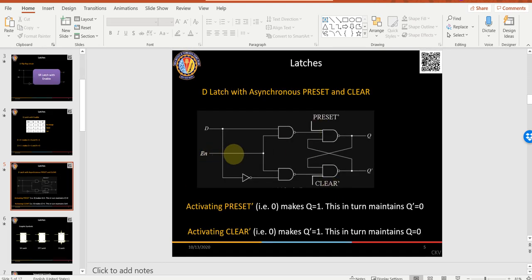Here you have this enable pin on the D flip-flop. If this is 0, D will not go further ahead. This will block here. This is an S-bar R-bar latch. So if enable is 0, it will be 1 1 here, so it will maintain the previous state.